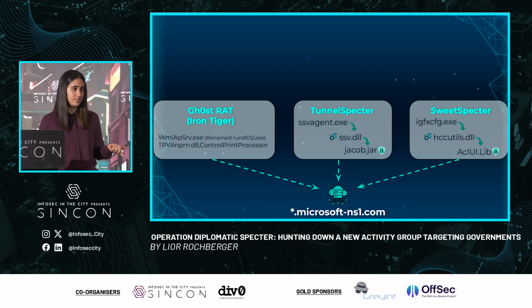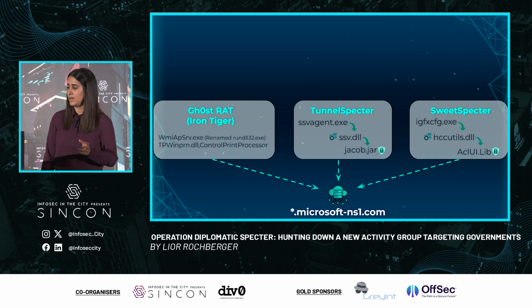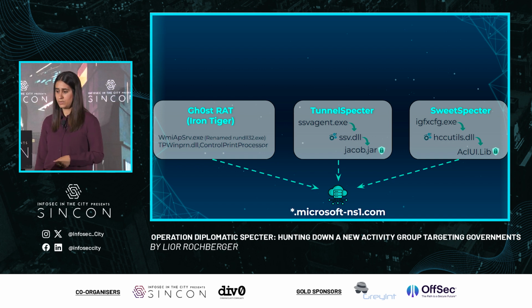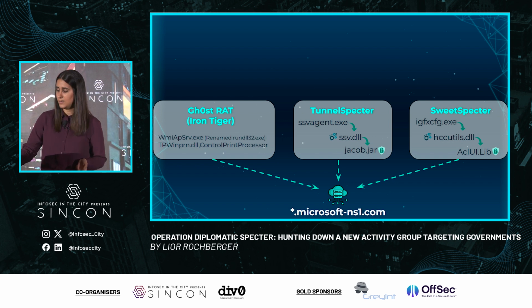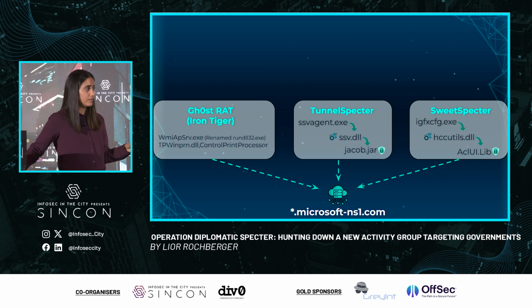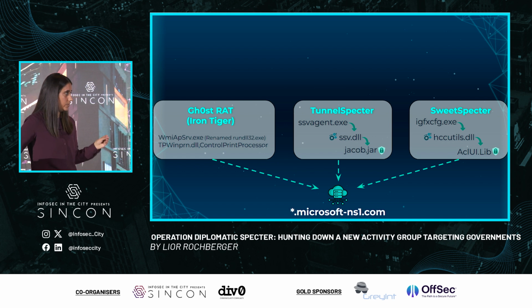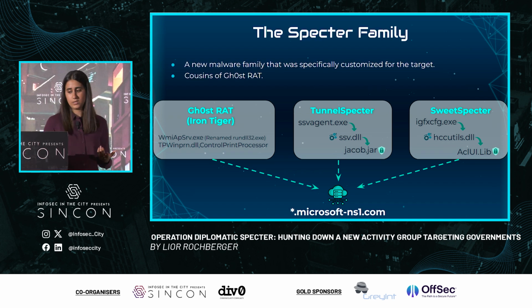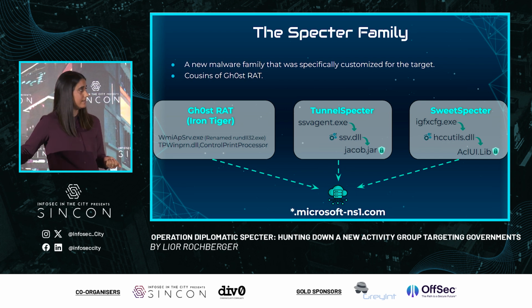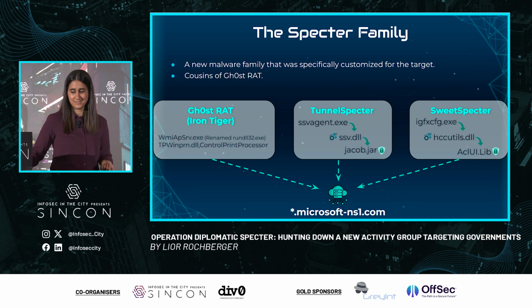And unlike the Ghostrat sample that was executing using a renamed RunDLL32 process, Tunnel Specter and Sweet Specter both were loaded or side-loaded into legitimate processes and load an encrypted payload. And although each malware kind of differs from the other and is pretty unique on its own, we did find a slight code similarity between the 3, which led us to assess that it's actually a new malware family that we called the Specter family, and that they are somehow connected to Ghostrat, so we decided that they are like cousins of Ghostrat.